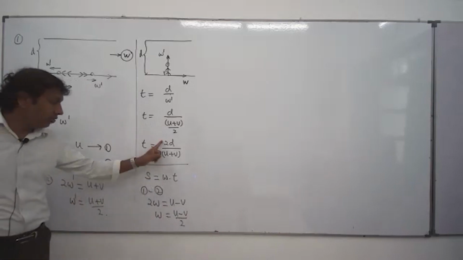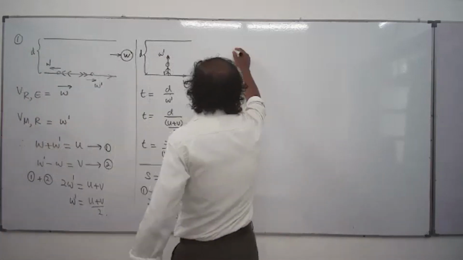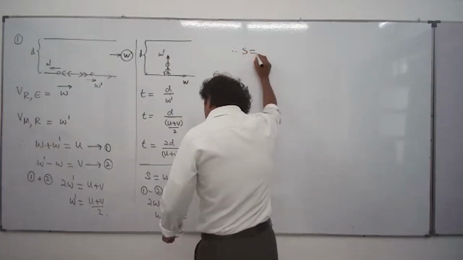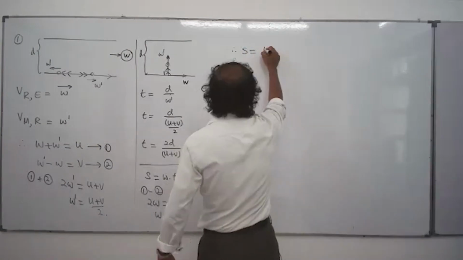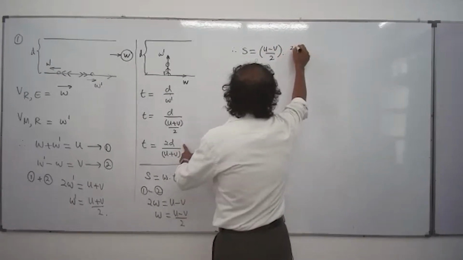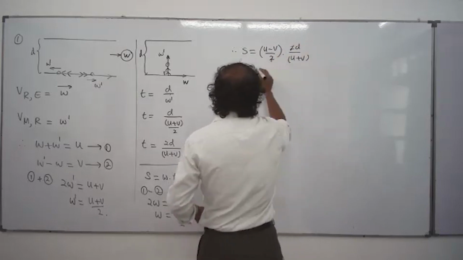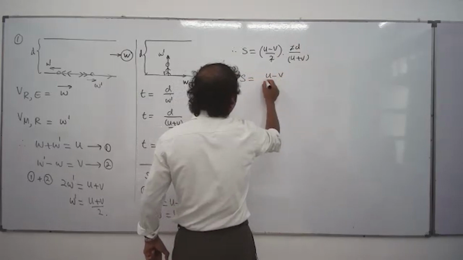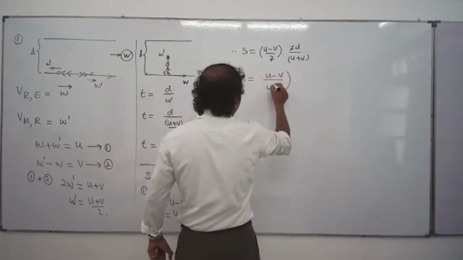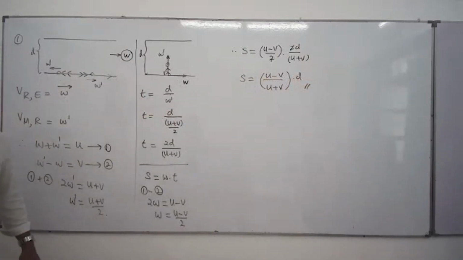Then put that w here with this t here. Then we get the downward displacement. Understood? Therefore, s equals w, which is u minus v by 2, times t, which is 2d divided by u plus v. 2 and 2 you can cancel out. s is equal to u minus v divided by u plus v times d. That answer we can take like this. So if you know these theories, this way very easily you can take the answers.